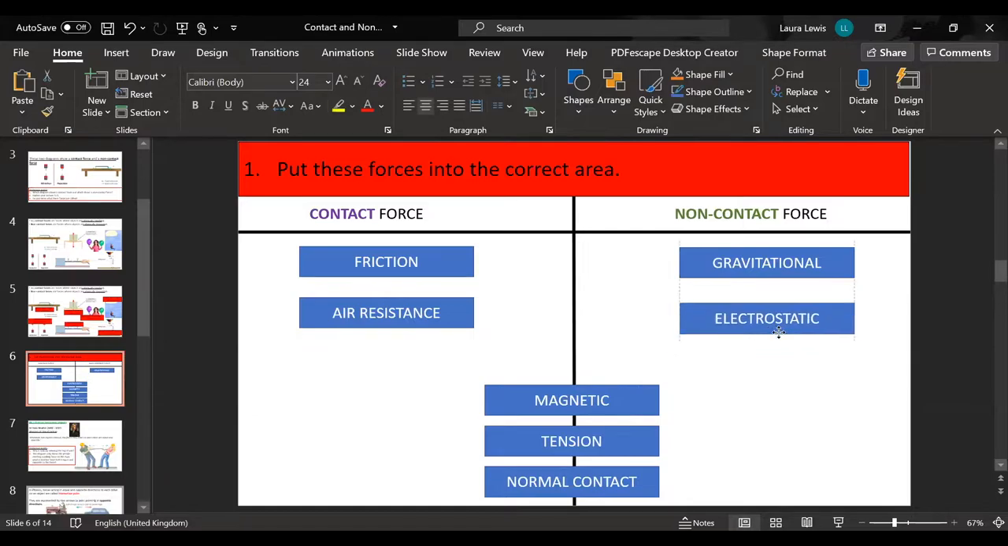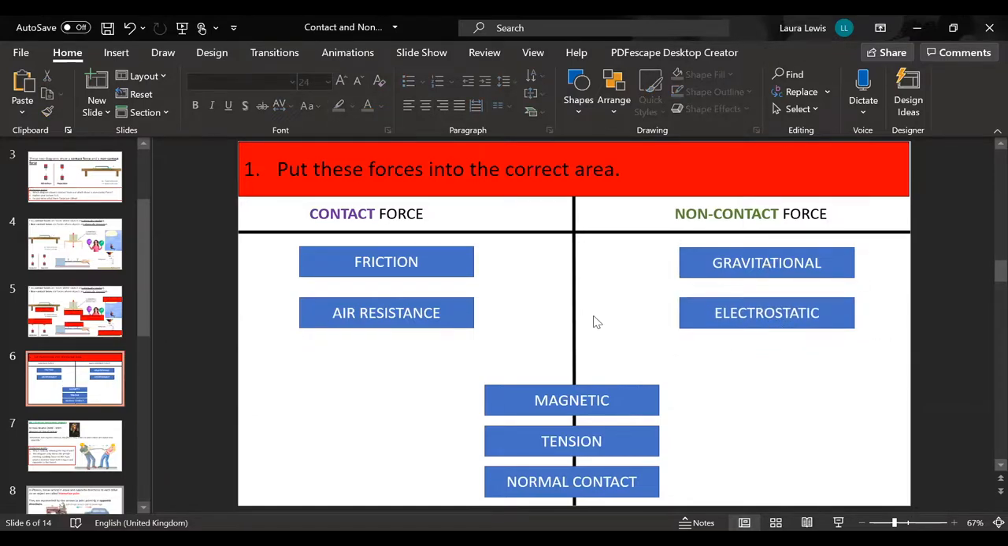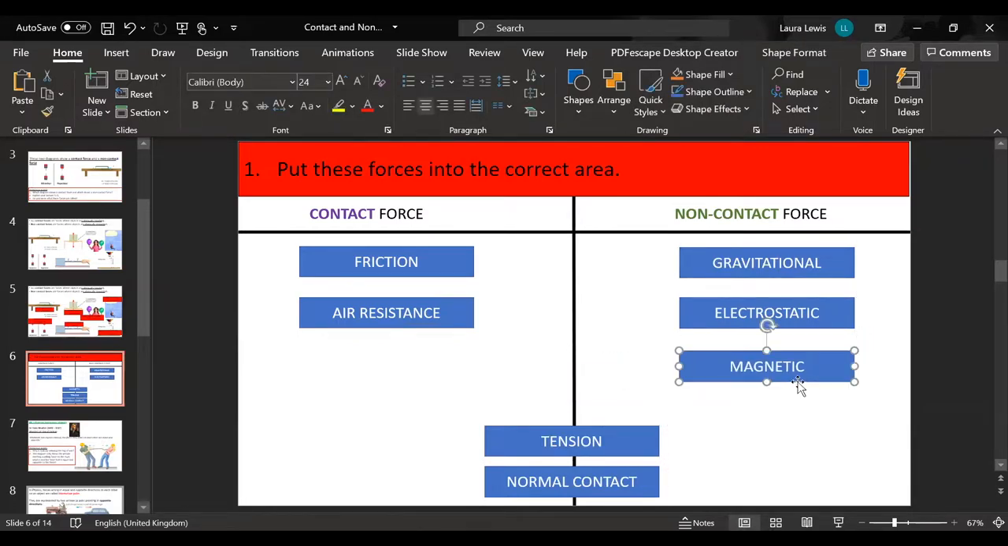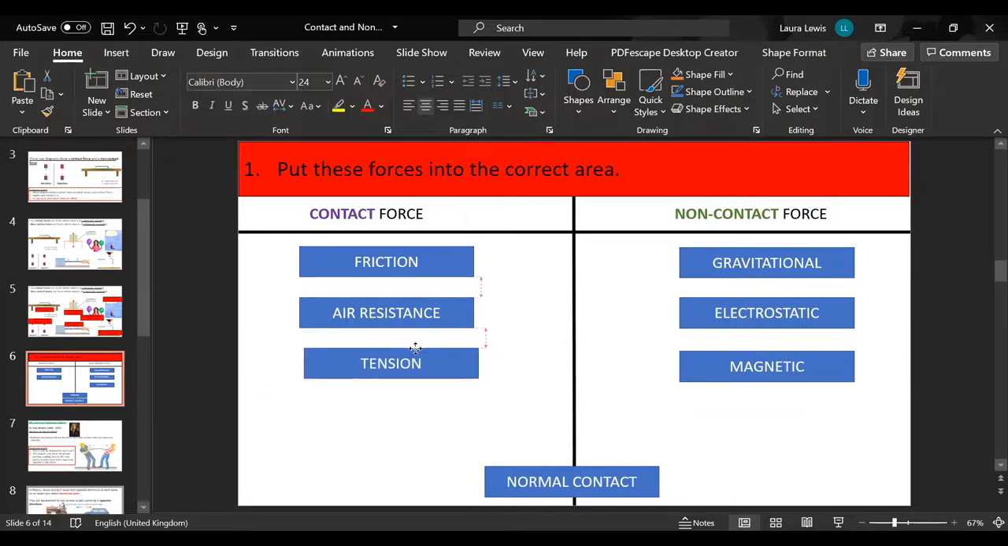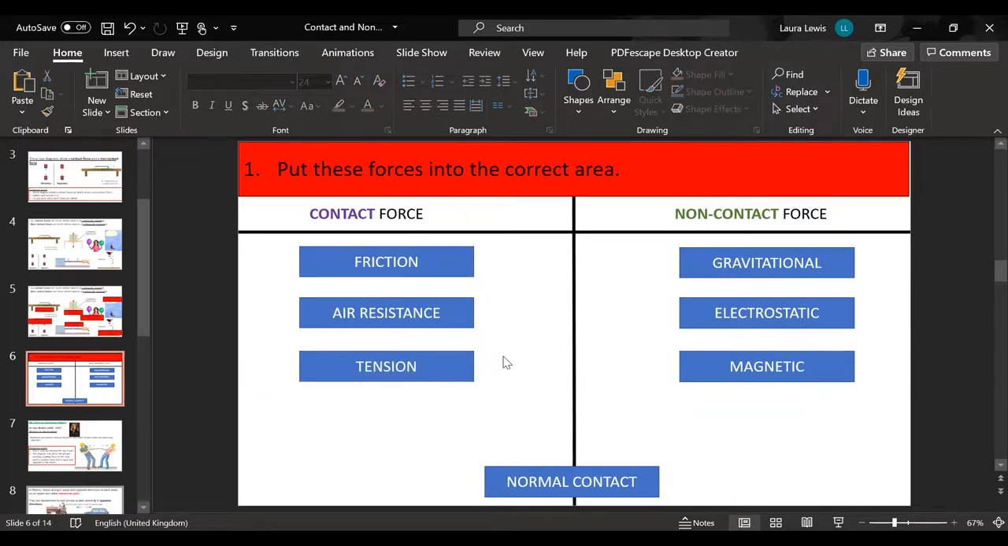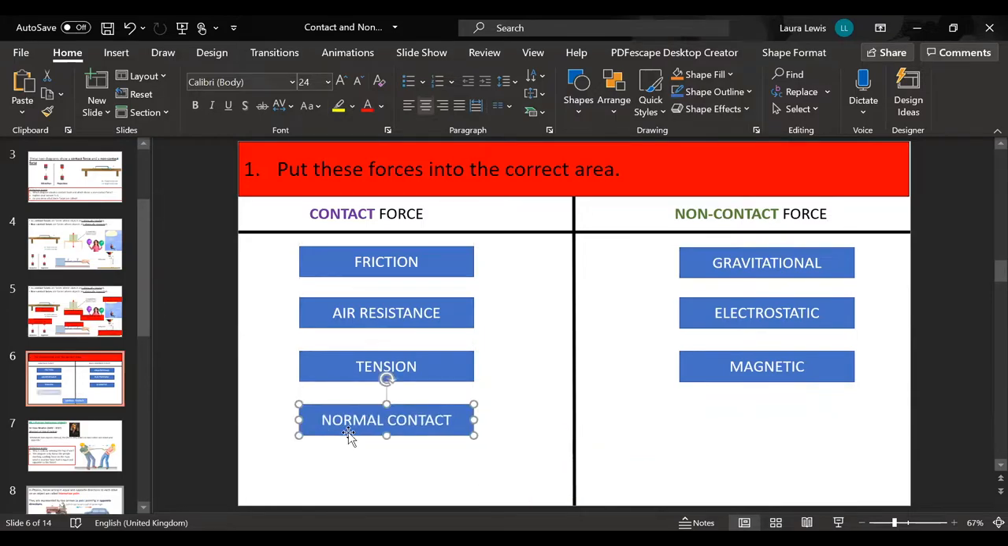Electrostatic, non-contact, because if your hair is attracted to that balloon, it doesn't actually have to touch it, it's just attracted. Magnetic, non-contact, you see two magnets can attract or repel. Tension, contact, because it has to actually be pulling it physically. Normal contact, again, something has to be actually on something for normal contact. So that's the answers there.